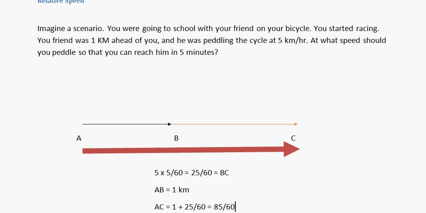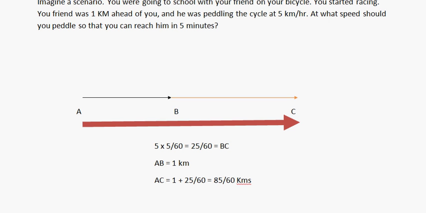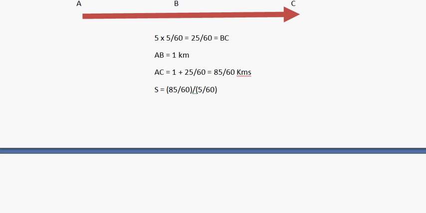So you have to travel this much distance, in kilometers, in what time? In 5 minutes, which means your speed would be 85 divided by 60, this is the distance, this whole divided by time, and time is given to be 5 minutes, so 5 by 60. The 60 would get cancelled and your speed has to be 85 by 5, which is equal to 17 kilometers per hour. So this has to be your speed so that you are able to catch him up in 5 minutes. I hope that you understood how we solve it normally.